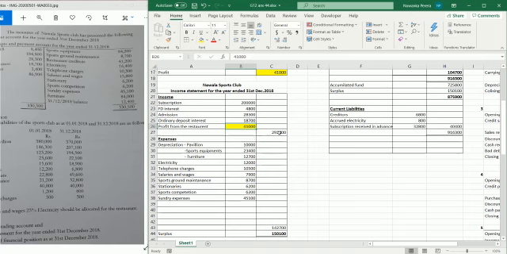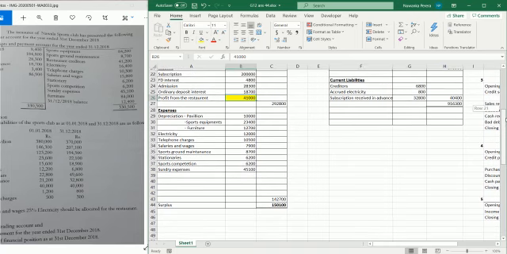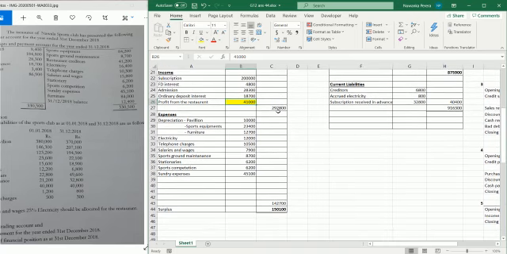Now once you record that, you have to calculate the surplus or the deficit made within the year 2018. First you have to get the total of income, and then you have to get the total of expenses. Then the total of expenses has to be deducted from the total of income, and it has given you 150,100, and it's a surplus. If you get a minus figure here, which means you have made a deficit.